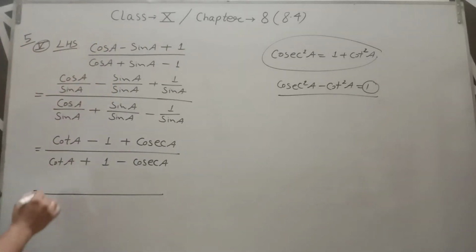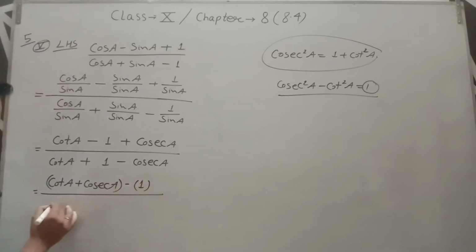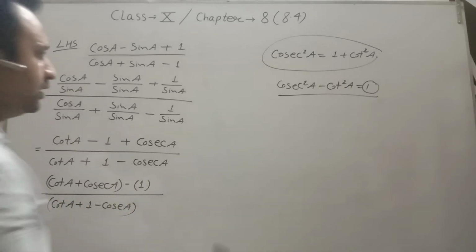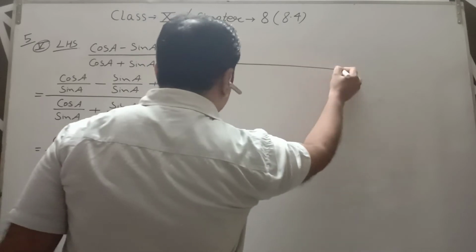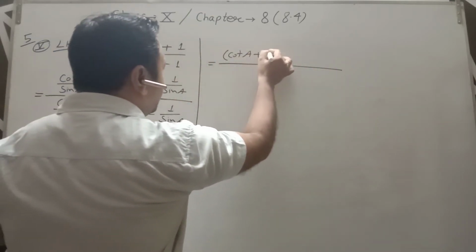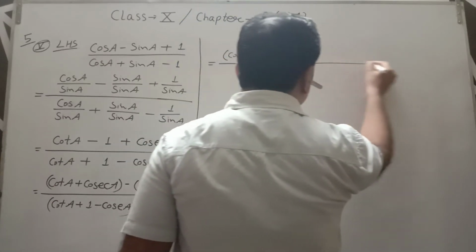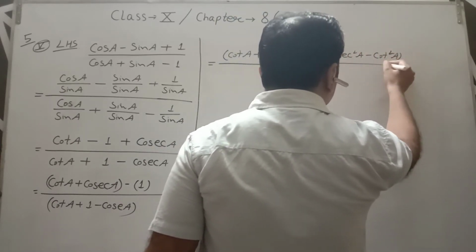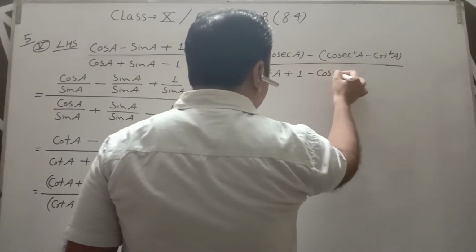So in the numerator firstly we write cot A plus cosec A in a bracket minus 1 in a bracket, and the denominator is cot A plus 1 minus cosec A. In the numerator we just replace 1. So firstly we note down cot A plus cosec A in a bracket and replace 1 by cosec square A minus cot square A, and the denominator is cot A plus 1 minus cosec A.